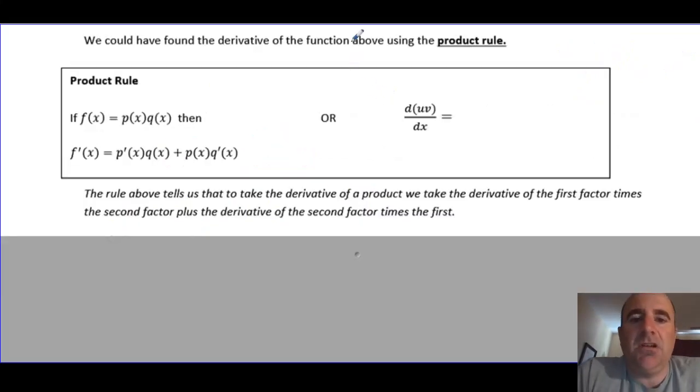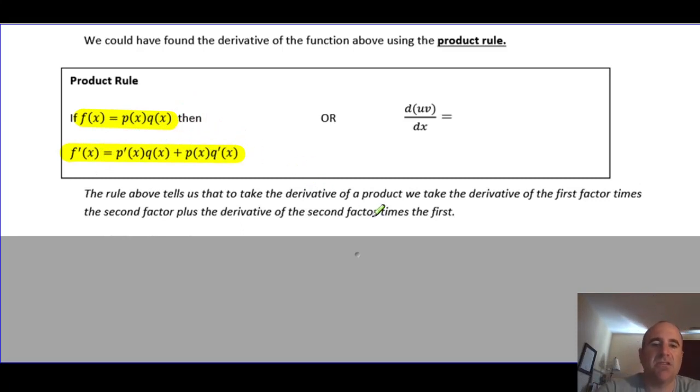So here it is. Here's the product rule. The product rule tells us that if f of x is equal to p of x times q of x, then the derivative of f of x is p prime of x times q of x plus p of x times q prime of x. So that basically means that if you have two factors in a product, the derivative is the derivative of the first factor times the second factor, plus the first factor times the derivative of the second.